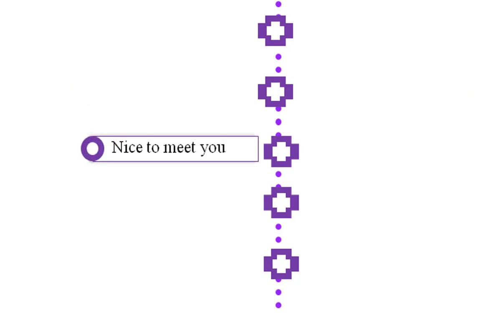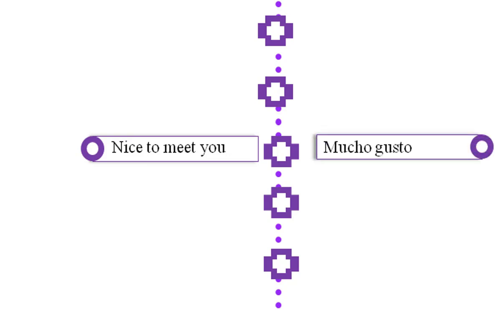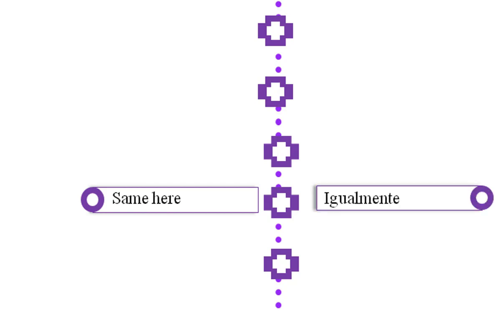Nice to meet you. You greeted someone, you asked them how they were, and you want to say it was nice meeting them. Nice to meet you is mucho gusto. Same here. Let's say you met someone, you greeted them, and it was them who said mucho gusto, and you also want to say same here. So instead of saying mucho gusto again, you'll say igualmente.